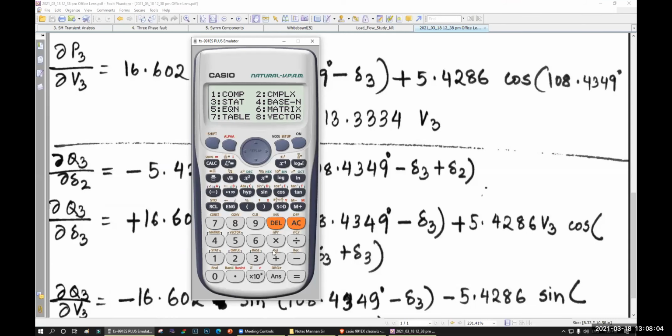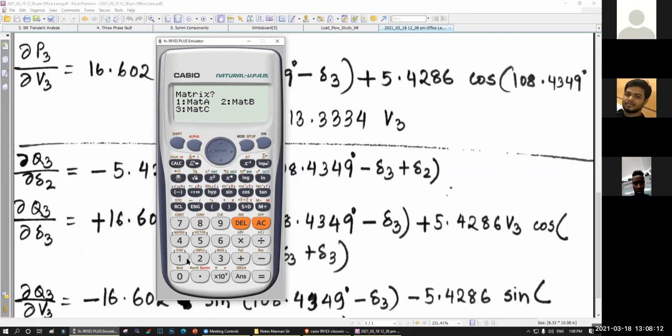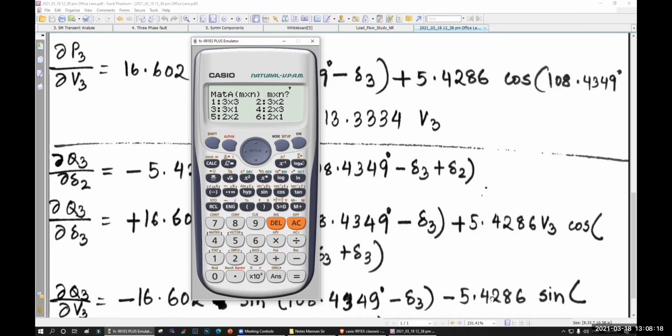Now here, go to matrix number 6. That means option number 6, matrix. Here, at first, you have to define the matrix A. Matrix A is our Jacobian matrix, number 1. How much is this? 3 by 3, right? Yes, sir. 3 by 3. So let's click 3 by 3, that means number 1.